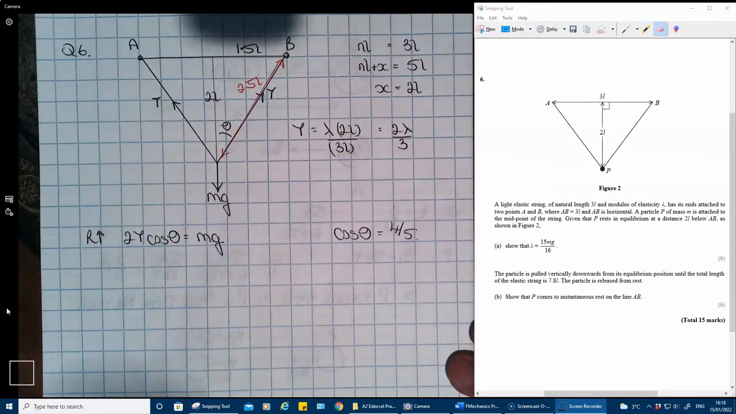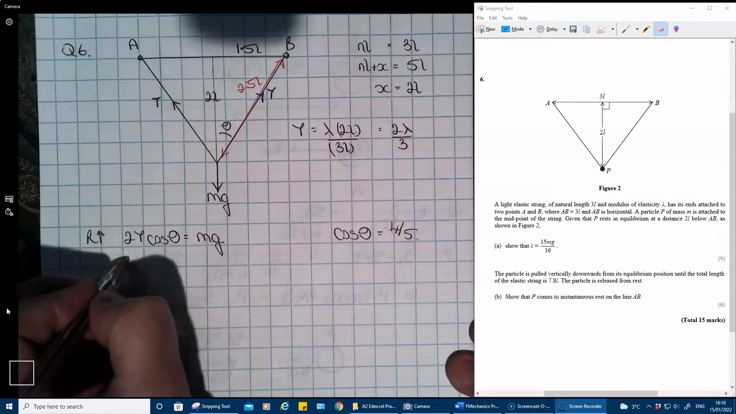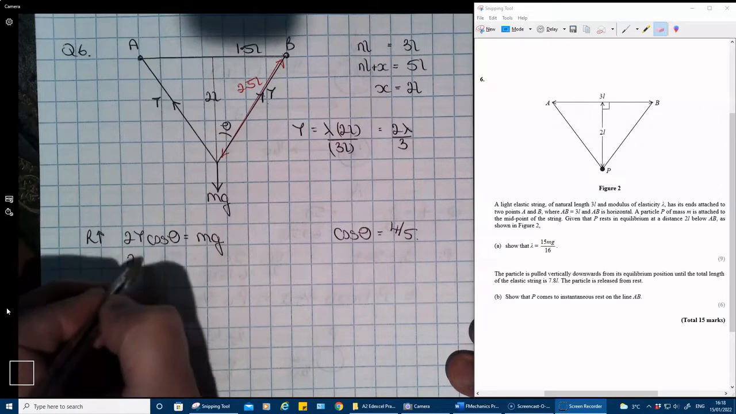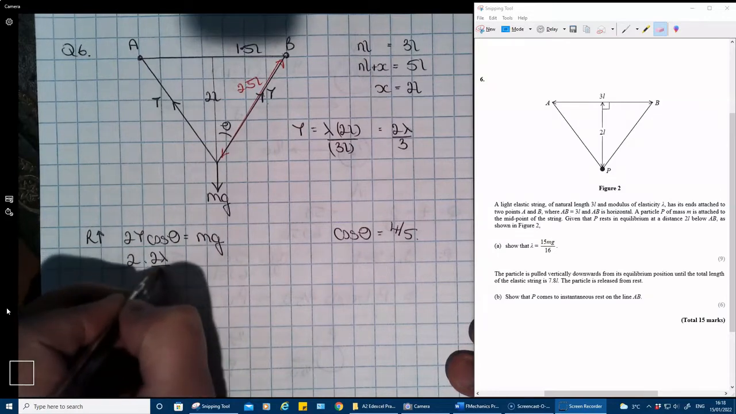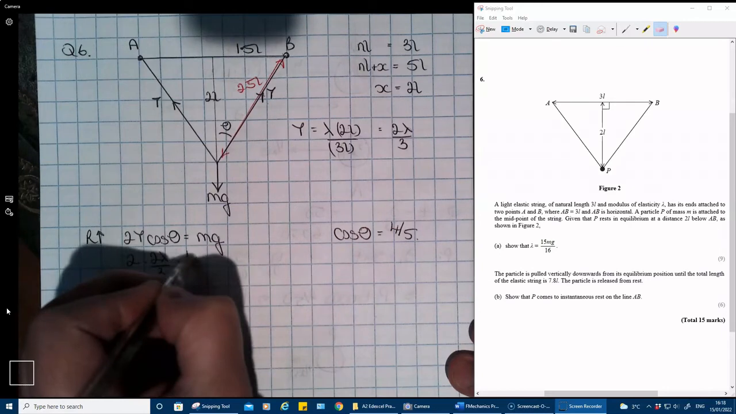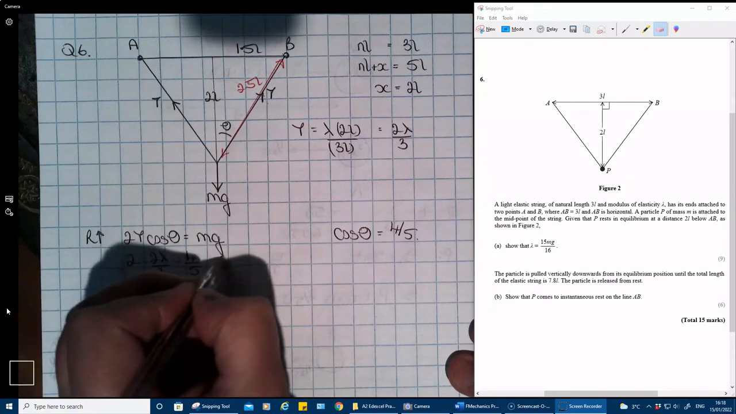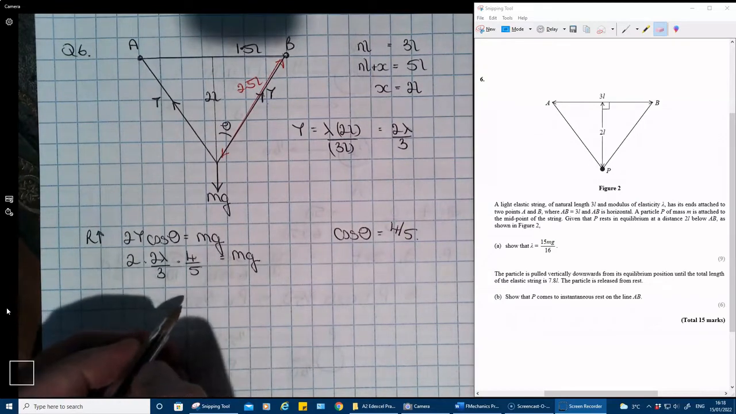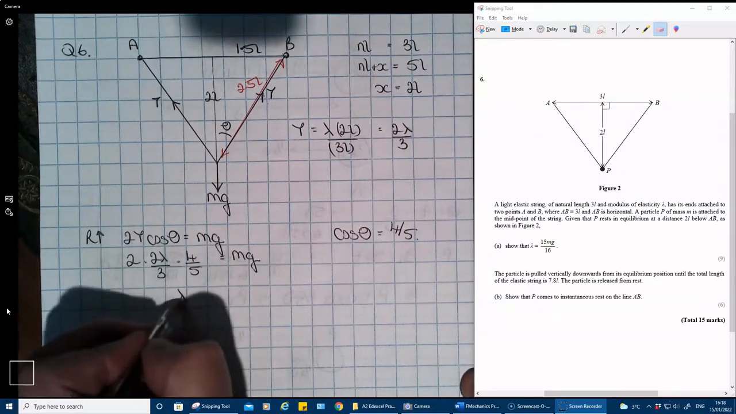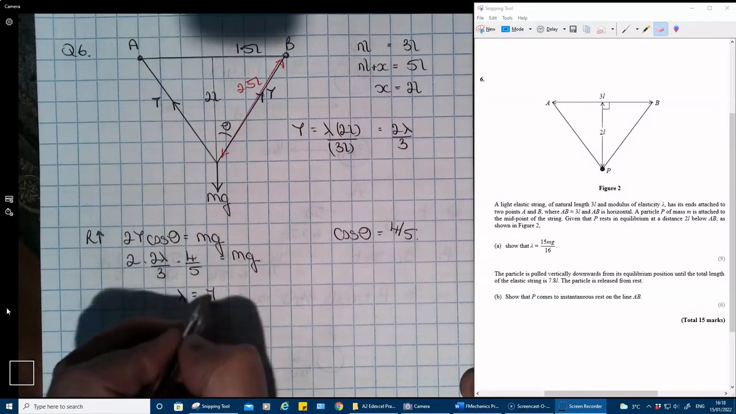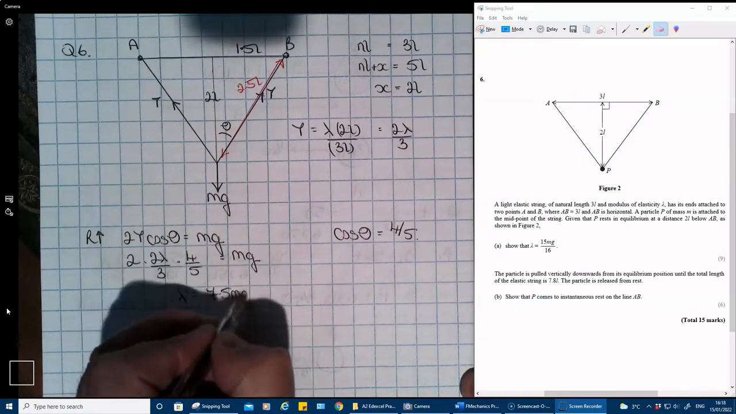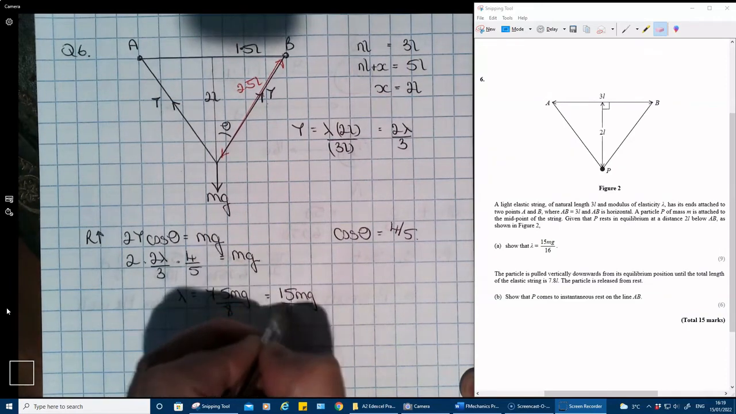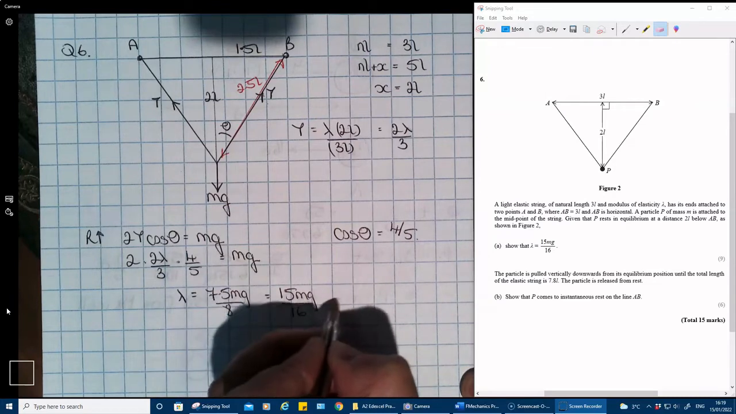Okay, so 2T, T is 2 lambda over 3, times cos theta, which is 4/5, equals mg. Okay, this gives, rearrange that, I get lambda equals 7.5 mg over 8, or 15 mg over 16 as required.